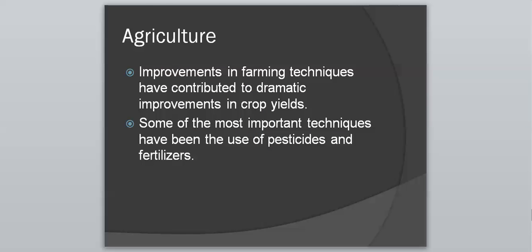Improvements in farming techniques have contributed to dramatic improvements in crop yields, so we're able to produce more from the land that we have. That's important because a lot of our farmland is being converted into shopping malls and things like that. So we need to get as much out of what we have as we can. Some of the most important techniques have been the use of pesticides and fertilizers, which I already mentioned, and which, again, we should all know living in this area.